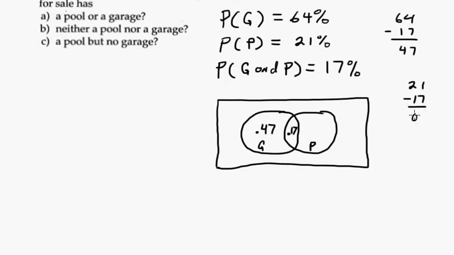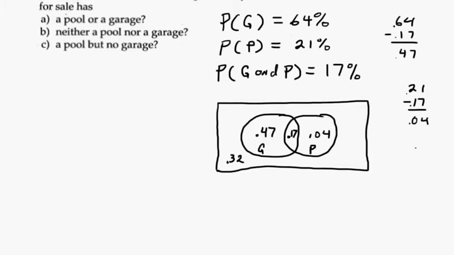Okay, and then the probability of a pool is 21%, but we also have to subtract off the 17. So that's going to be 4, right? 0.04. Okay, so this is a Venn diagram, and if we added these all up, we are short 0.32. That would be, I guess, the homes for sale that have no garage and no swimming pool. Okay, so this is the situation.